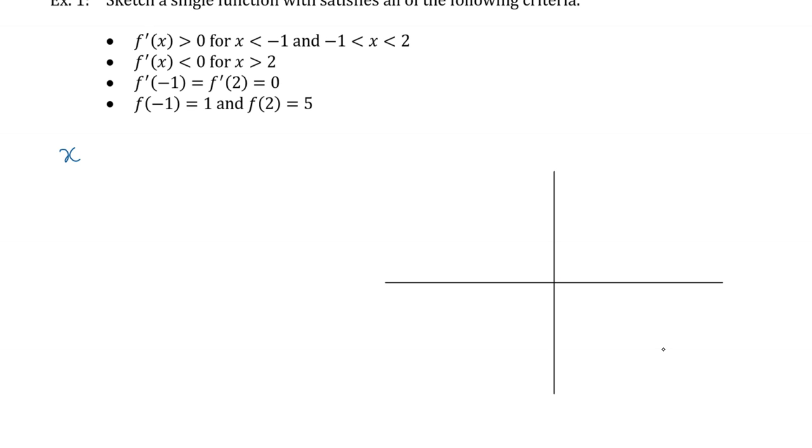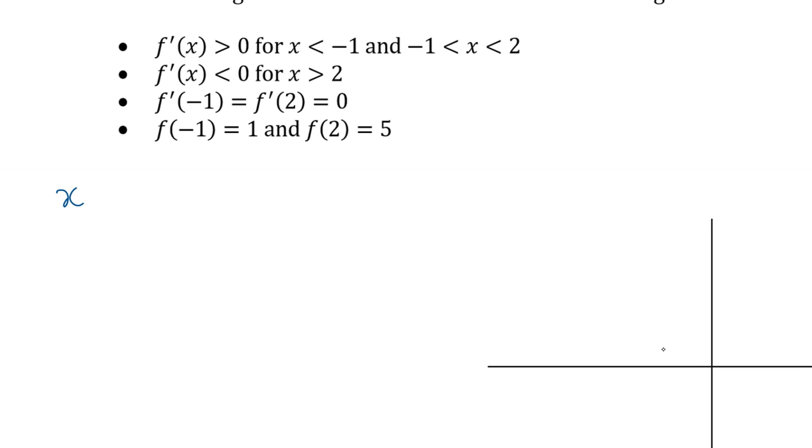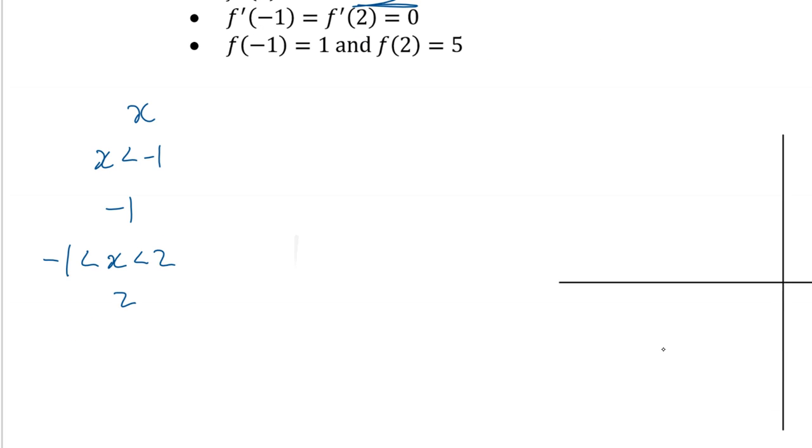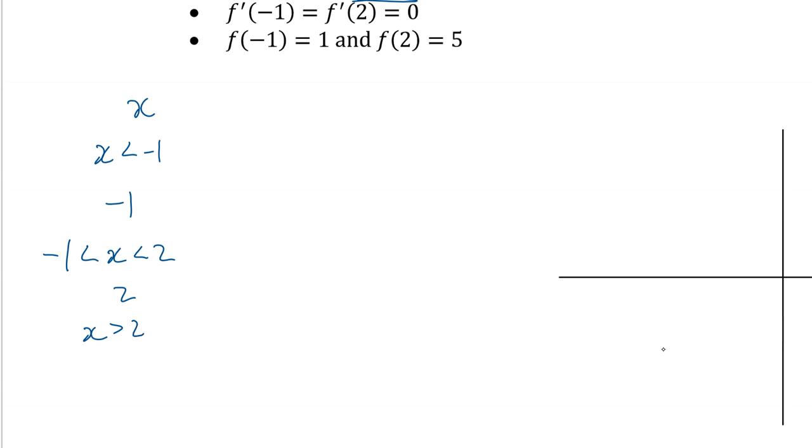Okay, so x. As I look at the intervals, I've got less than -1, from -1 to 2, and greater than 2 as my three intervals. So I'm going to start from the leftmost point of the graph and move across like we did yesterday. So x less than -1, and then at -1, -1 less than x less than 2, at 2, x greater than 2.